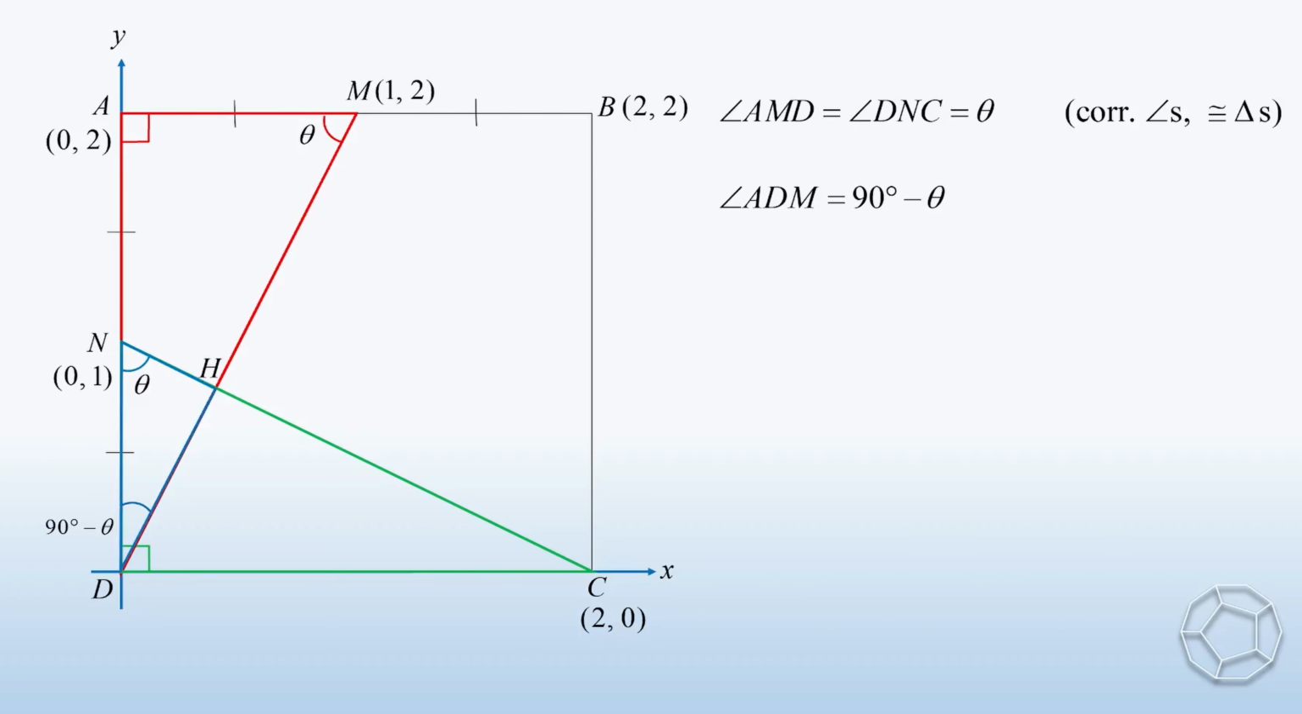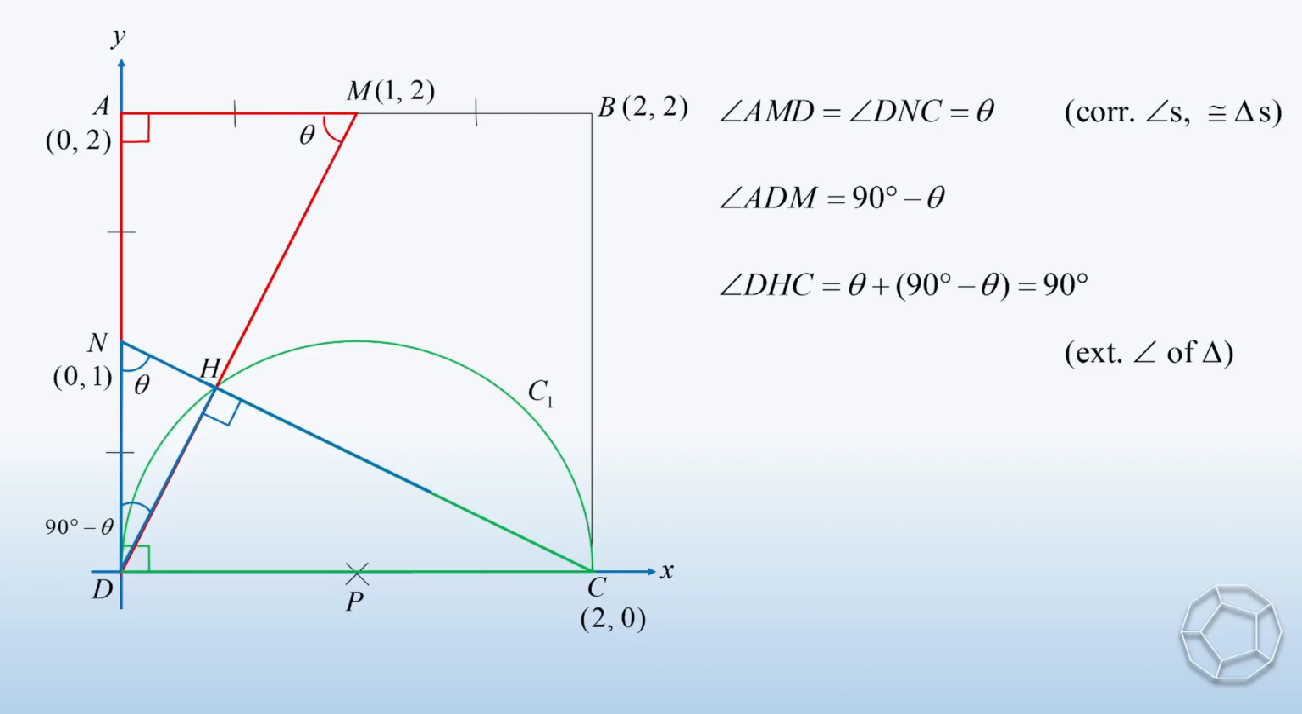Let's focus on this blue triangle. By exterior angle of triangle, this blue angle is 90 degrees. It is a crucial link between triangles and circle. Therefore, we can say that DC is the diameter of the circle passing through D, H, and C. The reason is, again, converse of angle in semicircle.